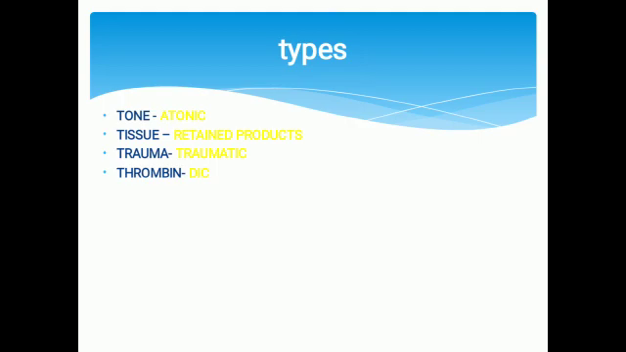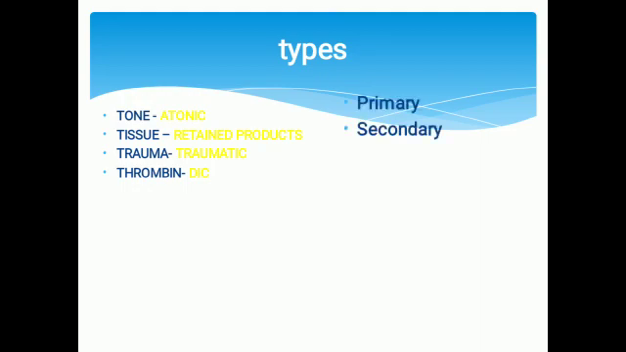So the causes we can classify into due to tone, that is atonic PPH. There is tissue, the four T's. This is to remember the causes. Tissue means any retained products inside the uterus. Then traumatic PPH due to trauma, and due to thrombin, that is DIC.